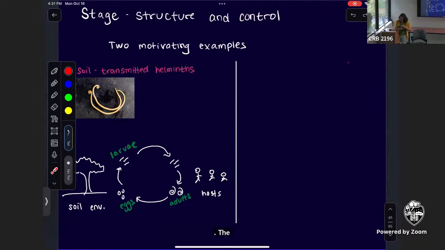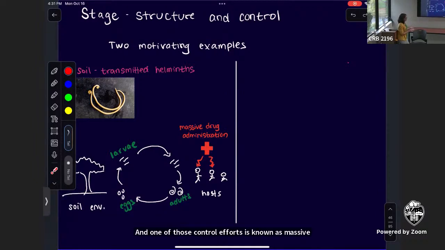So these are worms that cause disease within their host. And so they've been the subject of different kinds of control efforts to protect populations against them. And one of those control efforts is known as massive drug administration. So this is where different public health organizations will go out to communities for humans where this disease is thought to be prevalent and just massively try to treat a big subset of that population at one time.